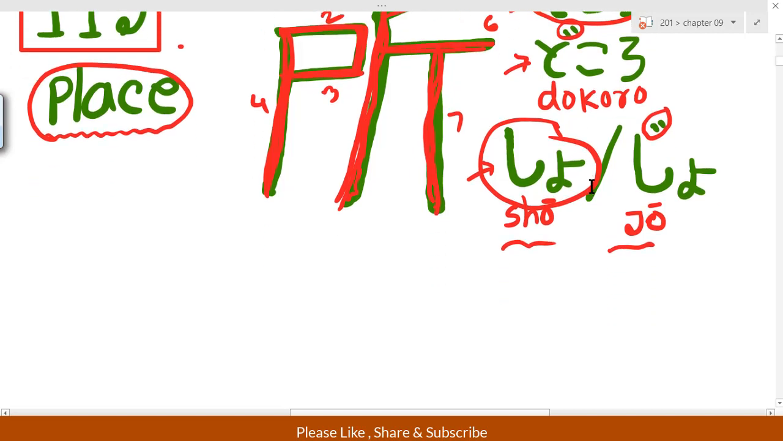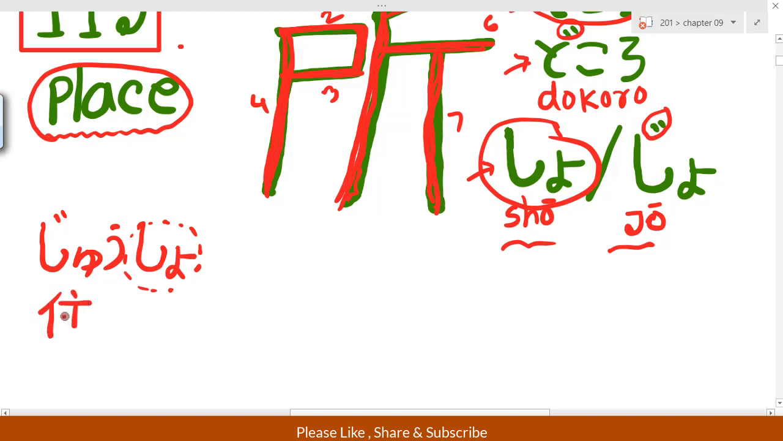Of these two sounds, we already knew jusho, which we already used in a previous kanji. So jusho, zu already used that kanji. Jusho means address.